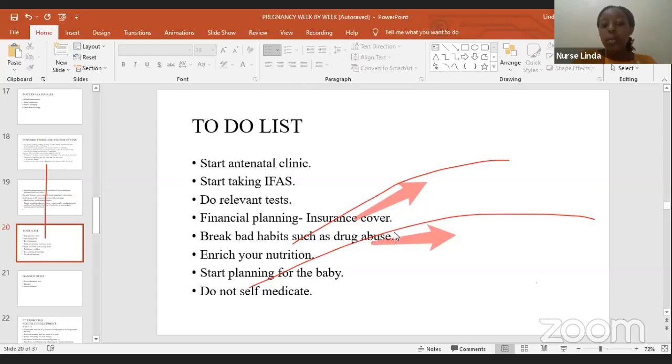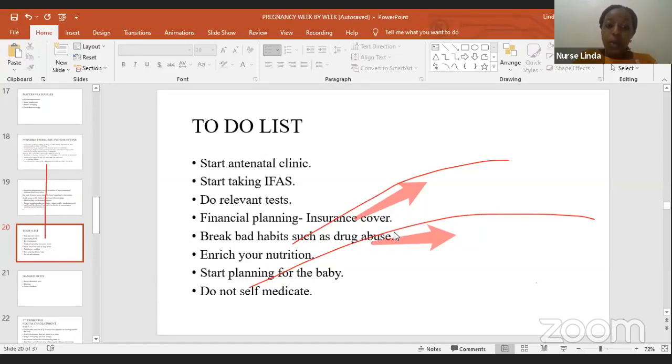This baby is also depending on the nutrients from the mother. So the mother needs to be taking in nutrients that will benefit both herself and the baby. And as I have said, they need to start planning for the baby. As soon as they are pregnant, they need to start putting in order things for that baby. And again, I said, they should not medicate themselves.